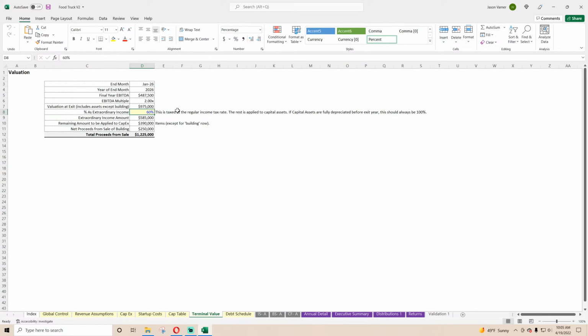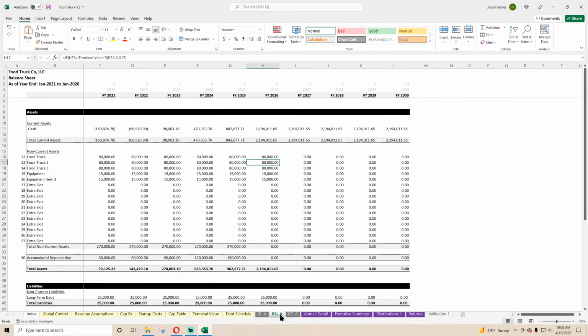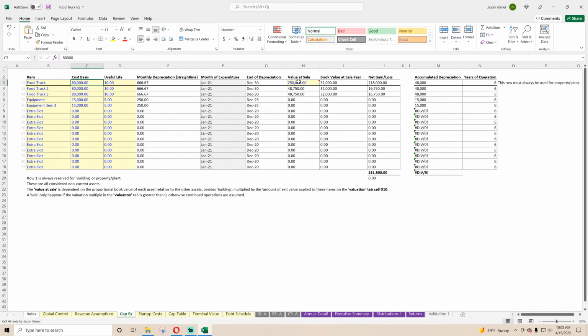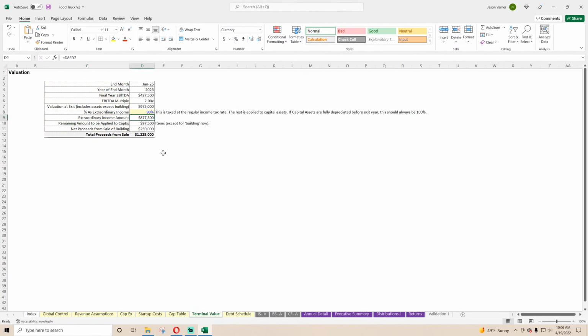I'm going to change that to 90. Okay, perfect. And so this is sale of business, sale of depreciable assets, including the top row. So 1,225,000. That's going to be all of these together. Yep, perfect.